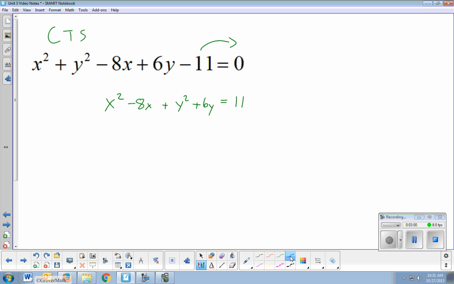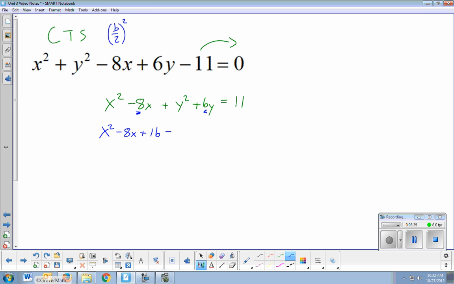Then we do the (b divided by 2) squared step. We add that to both sides. We have to do this twice because we have to do this for the x's and for the y's. The b term is the term that is attached to the variable to the first power. So a here would be 1, b would be negative 8. A here is 1, b would be 6. So the b term is negative 8 here. Half of that is negative 4. That squares to 16. So x squared minus 8x plus 16.